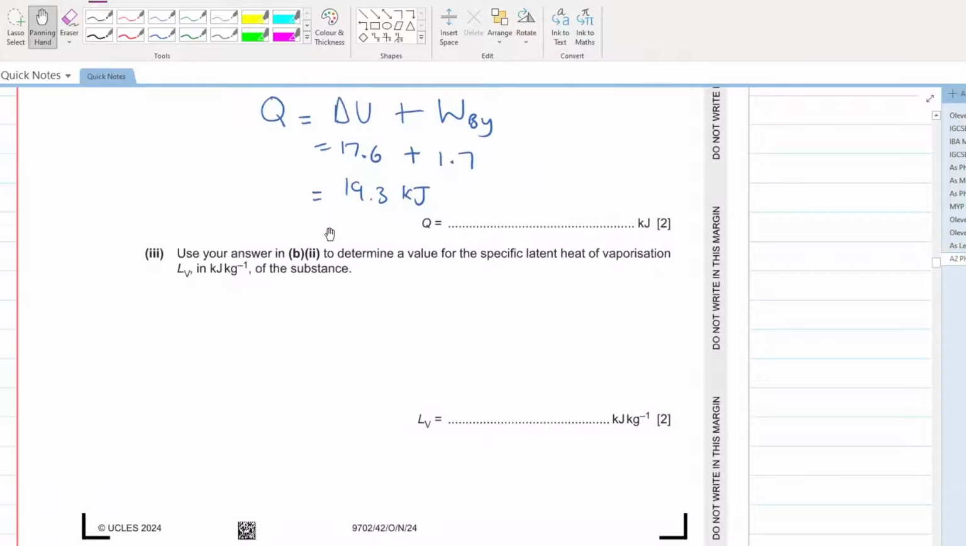Use your answer in B2 to determine a value for the specific latent heat of vaporization Lv in kilojoules per kg of the substance. Now I can say this question was a little bit difficult. You have to calculate the value of the specific latent heat of vaporization. What is the formula? Heat supplied Q is equal to mass into specific latent heat of vaporization. What is the heat supplied? 19.3 kilojoules, 10 raised to the power of 3. Do you have the mass?